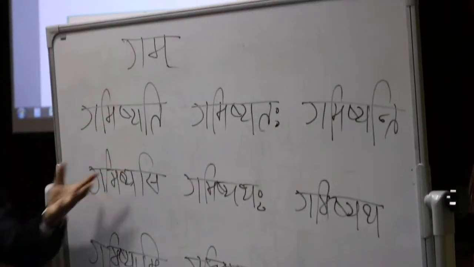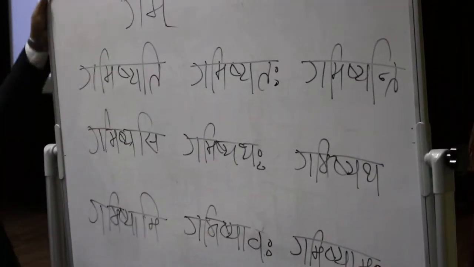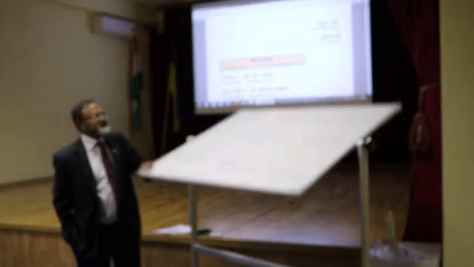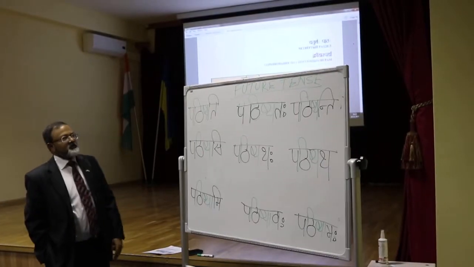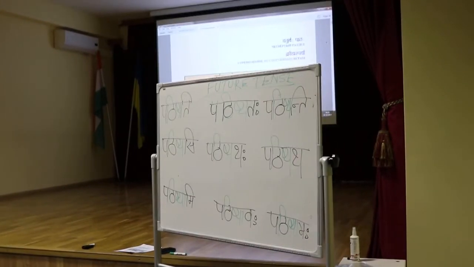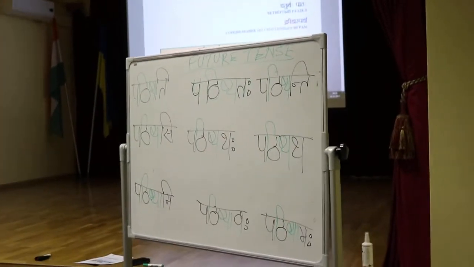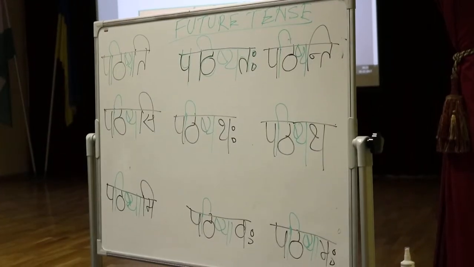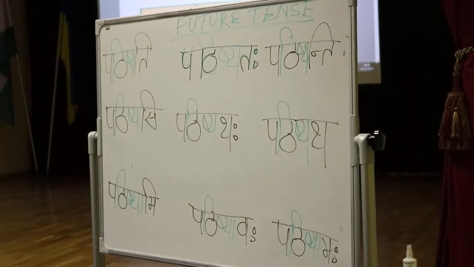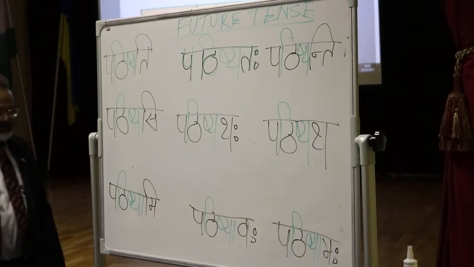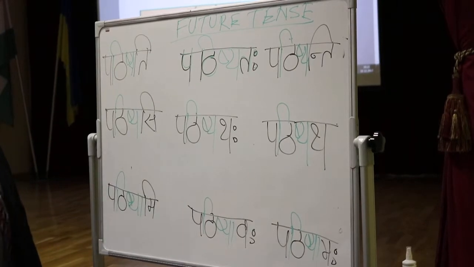So, you can see the form is the same, only the dhatu changes. This is with gam and this is with patha. Patishyati, patishyatah, patishyanti. Please repeat after me. Patishyasi, patishyatah, patishyatah. Patishyami, patishyavah, patishyamah.